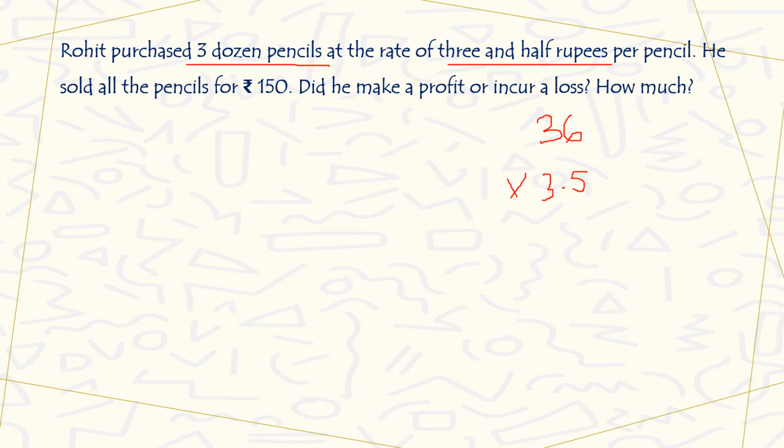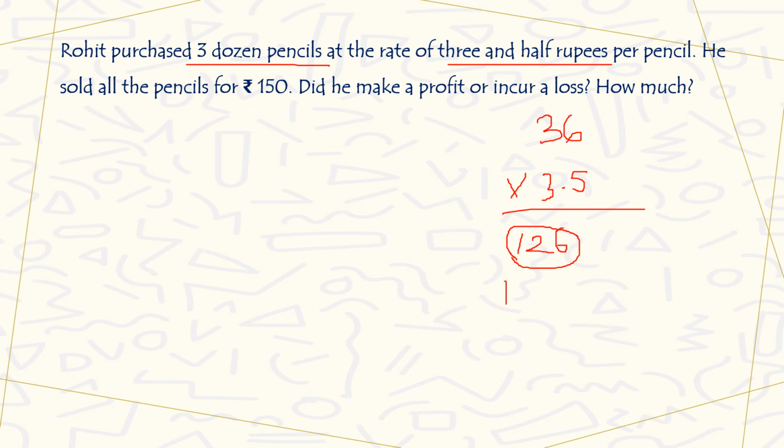Now let us understand this. How much was the cost price? If you multiply these two values, 36 into 3.5. He has purchased, not sold. He has purchased it. So it is 126. Rohit purchased the pencils at rupees this much, 3 dozen pencils. He sold all the pencils for 150 rupees.